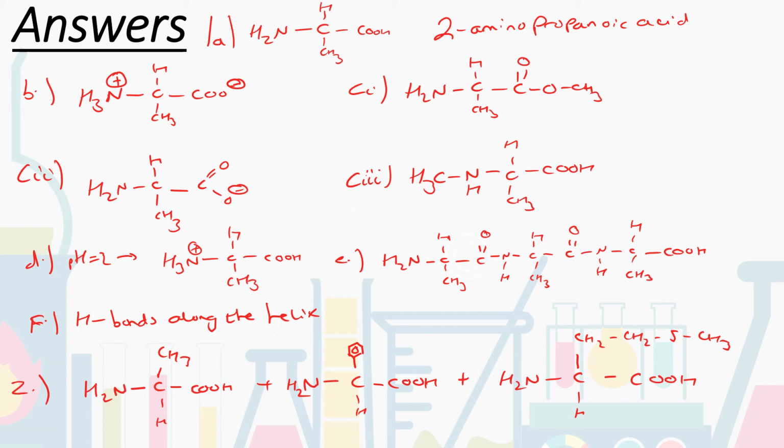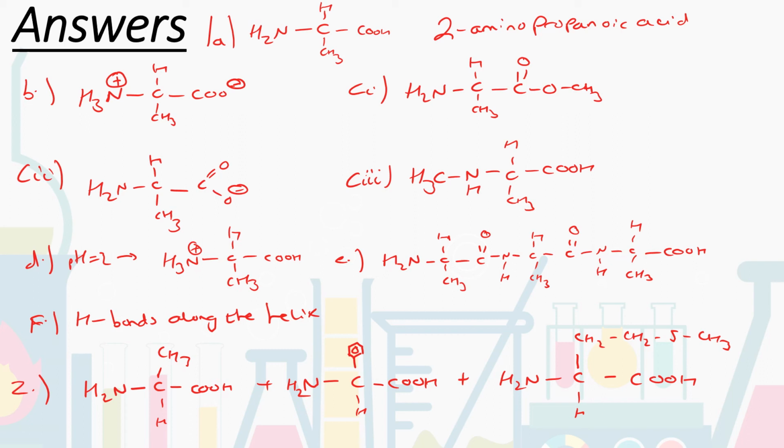Next was it reacting with sodium carbonate. Sodium carbonate is an example of a base. So if we've got a base, we need our amino acid to be acting as an acid, and so the acid part of it is the carboxylic acid end, and so that bit gets deprotonated, and then the structure is shown there.